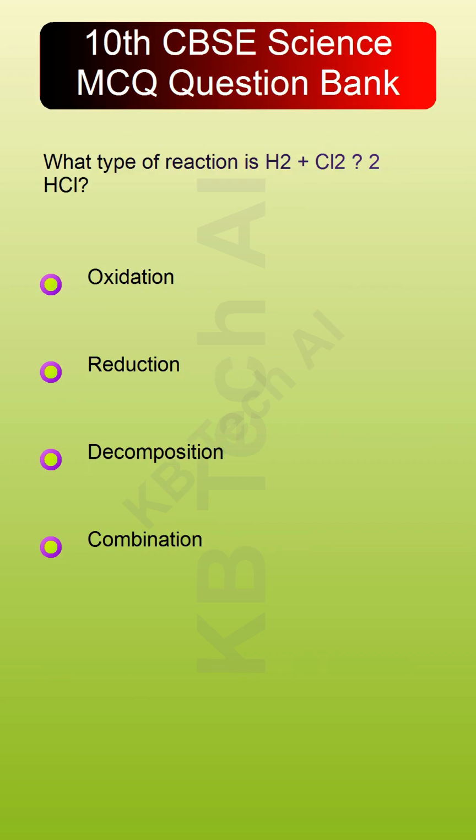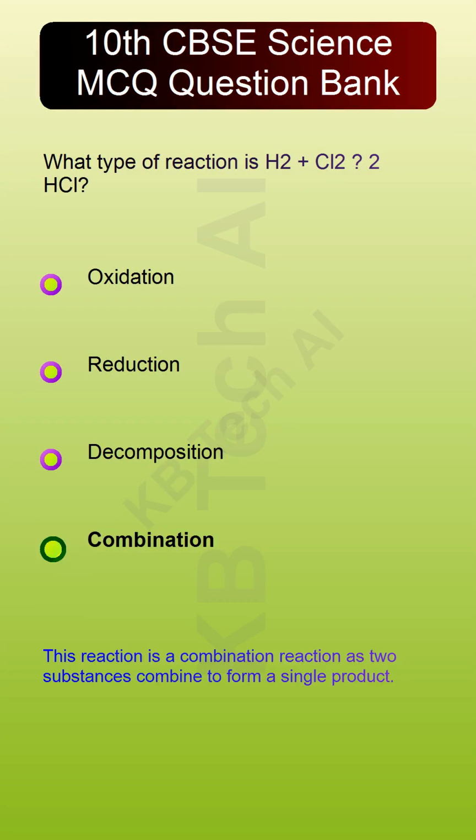What type of reaction is H2 plus Cl2 gives 2HCl? Option 1, oxidation. Option 2, reduction. Option 3, decomposition. Option 4, combination. The answer is, Option 4, combination.